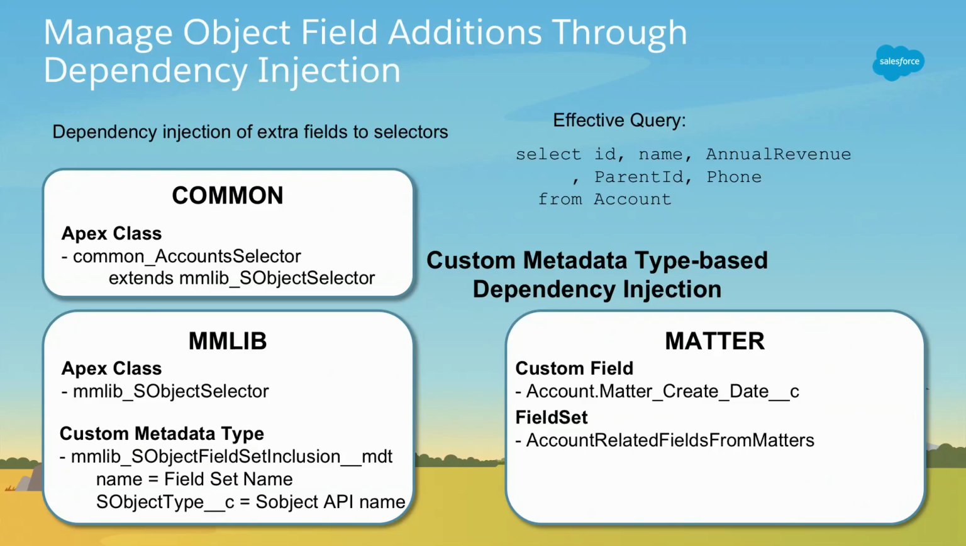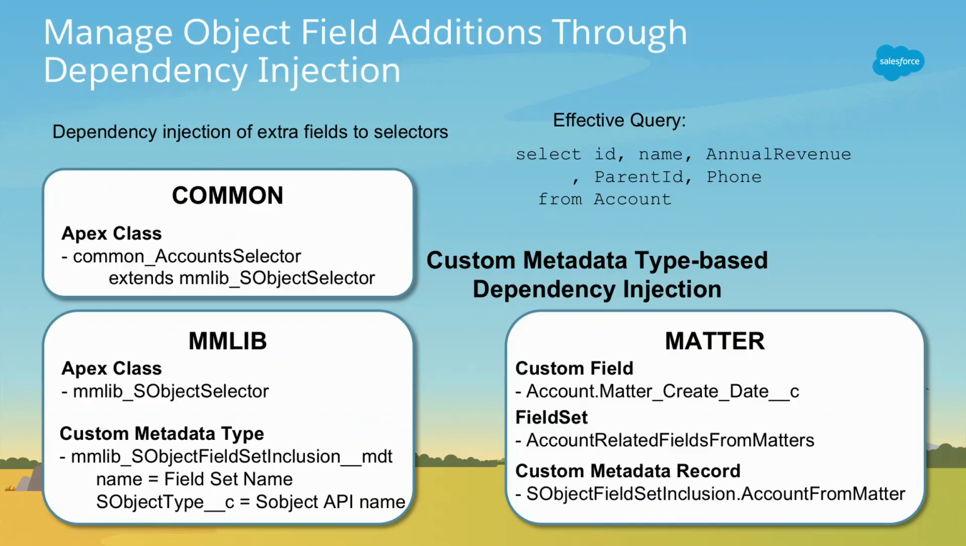Then we added a field set in the Matter object. This field set's purpose is just to hold on to all the fields that the Matter package is bringing. Then we added a custom metadata record for the type that was decided in the lib. When you install the Matter package, the metadata record is installed.